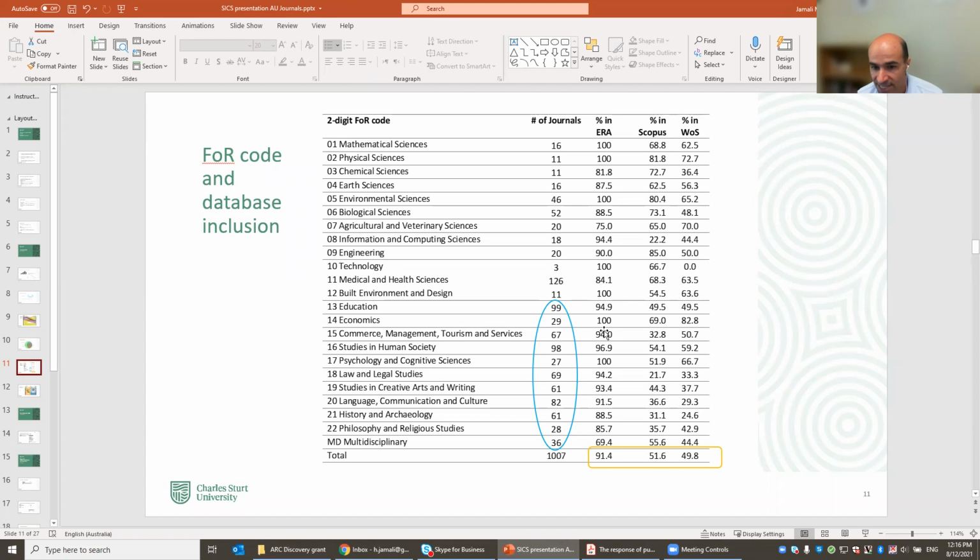But at the same time, you can see that most of the journals that are indexed in Web of Science and Scopus are from natural, life, and pure sciences, rather than social sciences and humanities. So the percentage of inclusion in Web of Science and Scopus is lower in this area than, for instance, 68%, 80%, etc. But in terms of ERA, about 90% of journals are included in ERA.